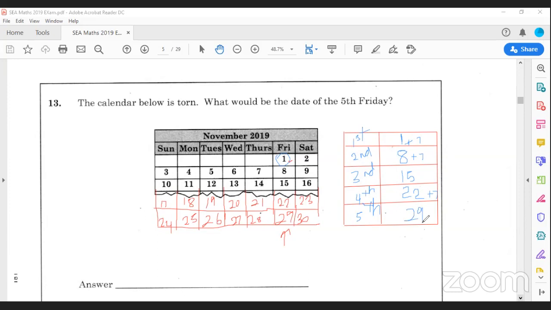Whichever method you choose to use is going to be fine. You're going to get the same answer. I just wanted to show you that there are 2 ways you could have done this. I know most of us are going to say, Miss, I'm sticking to writing back what is missing from the torn calendar because it's going to be much easier. All right, let's go on to the next question.